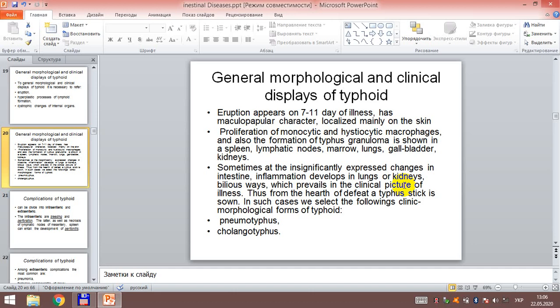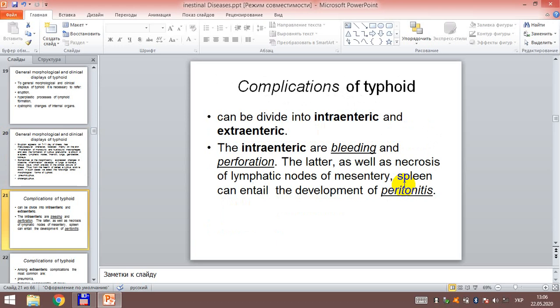Sometimes, with insignificantly expressed change in the intestine, inflammation develops in the lungs or kidneys, which prevails in the clinical picture of the illness. Thus, from the hearth of defeat, a typhus bacillus is sown. In such cases, we distinguish the following clinical morphological forms of typhoid: pneumotyphus, colotyphus, nephrotyphus. Complications of typhoid can be divided into intraenteric and extraenteric. The intraenteric are bleeding and perforation. The latter, as well as necrosis of lymphatic nodules of the mesentery and spleen, can entail the development of peritonitis.